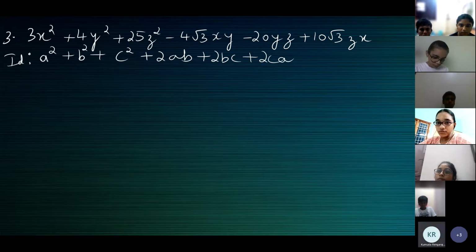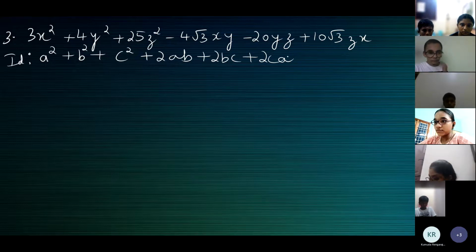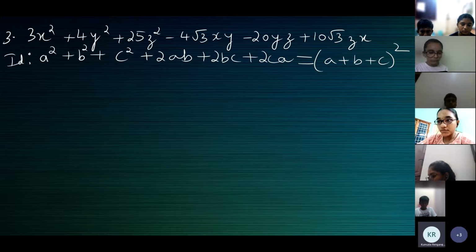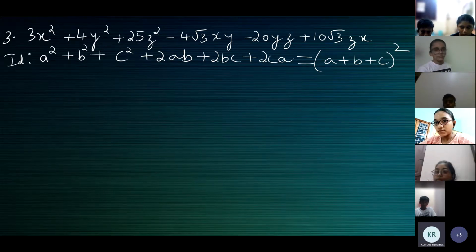So you must make the given expression look like a square plus b square plus c square plus 2ab plus 2bc plus 2ca. Once you show that it is of this form, the answer is a plus b plus c, the whole square. I've told you, an identity has two sides, LHS and RHS. If the question is like the left-hand side, the right-hand side is the answer. If the question is like the right-hand side, the left-hand side is the answer.